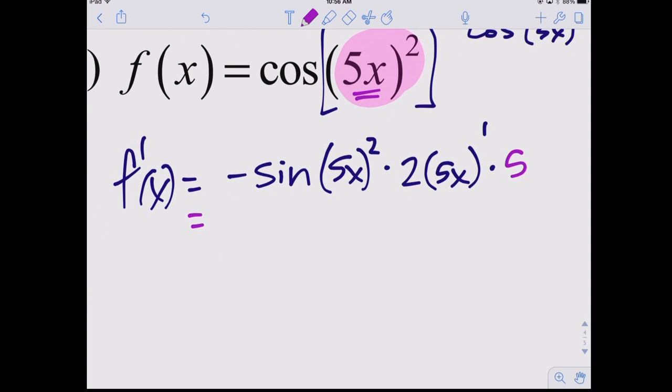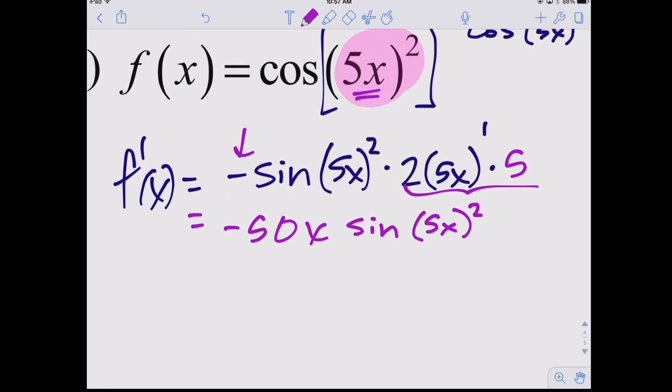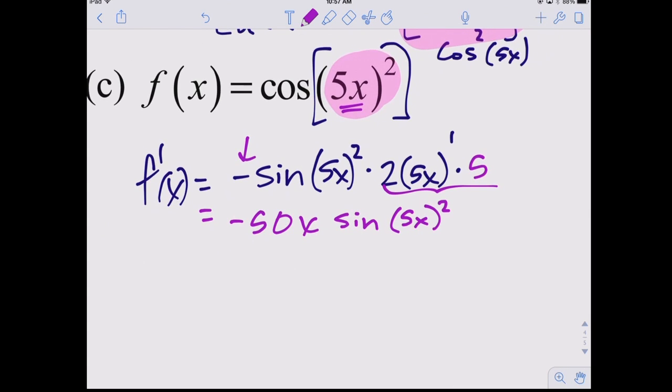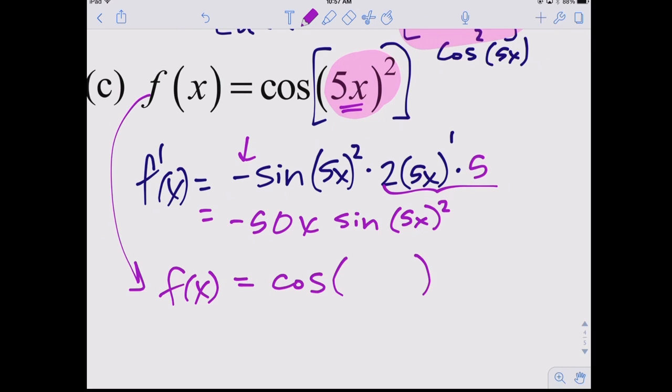We'll see another way here shortly. If I then combine all of these little factors and the negative in the front, I end up with negative 50x times sine of 5x quantity squared. And that preserves the original angle, the quantity 5x squared. The other way to do it, in the spirit of simplifying early and often, is that 5x quantity squared is actually equal to what? 25x squared. So if you do that, there's nothing wrong with that.